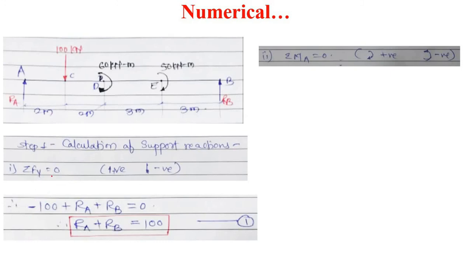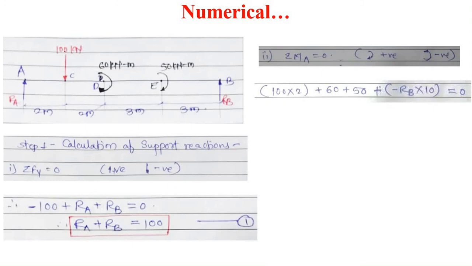Okay, so here summation of all the vertical forces is equal to 0. So RA is plus, RB is also plus, and this 100 kilonewton is minus. So minus 100 plus RA plus RB, so RA plus RB is equal to 100. This is our equation number 1. Okay, use the second criterion, summation of moments of all the forces about this point A is equal to 0.